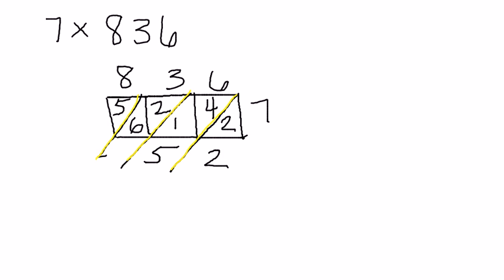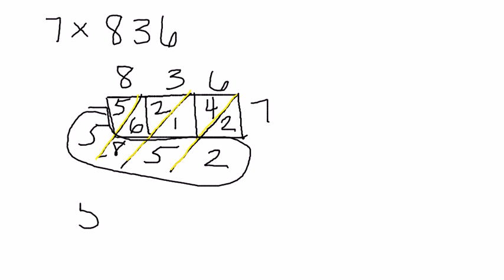Next, I have a 6 and a 2. When I add those together, I get an 8. And finally, I have a 5 by itself, so I'm just going to bring it down. So what is my answer for 7 times 836? It is 5,852.